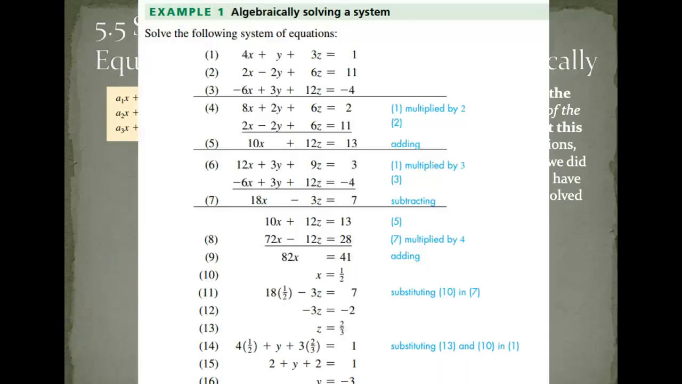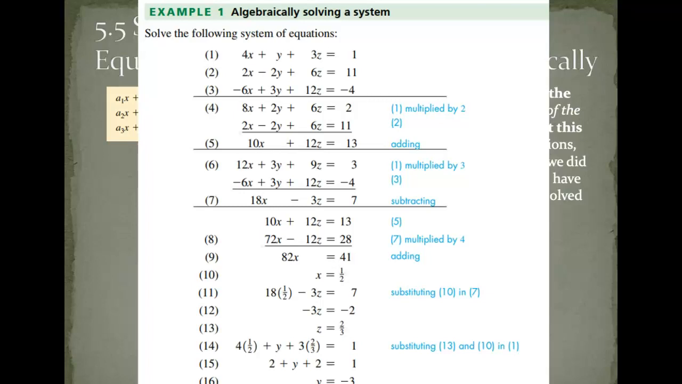Okay, so let's see what that looks like. We're starting out with these three equations, 1, 2, 3 listed at the top. Then what we're going to do is take equation 1 and multiply everything in that equation by 2. Then take equation 2, and we're going to add those together so the y's cancel out. And that leaves us with 10x plus 12z equals 13.